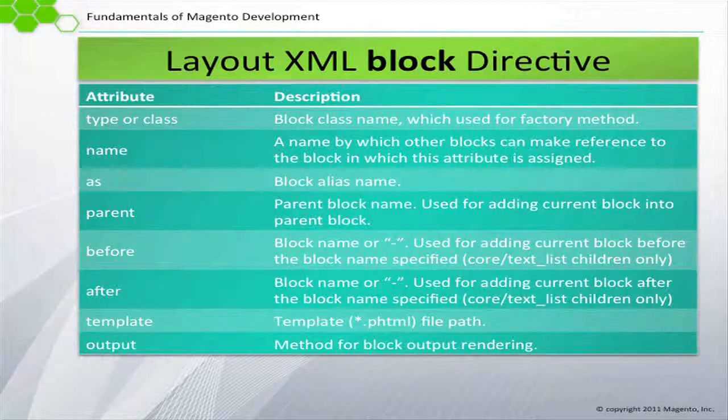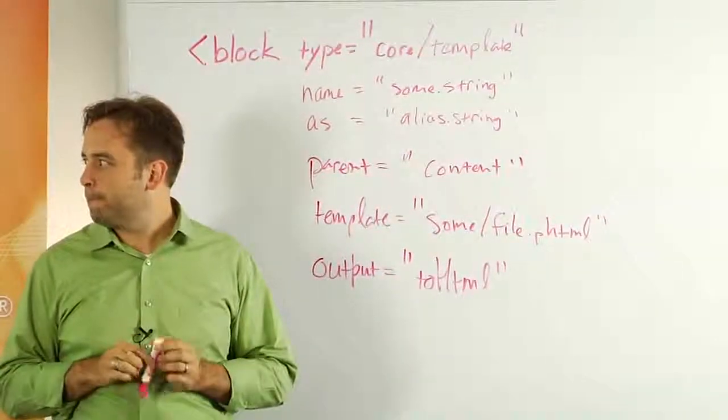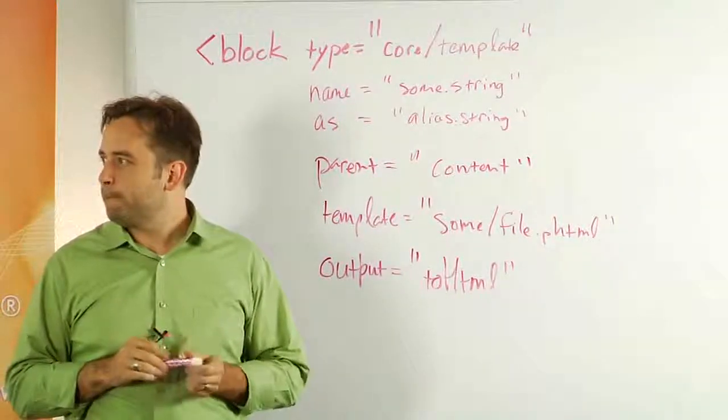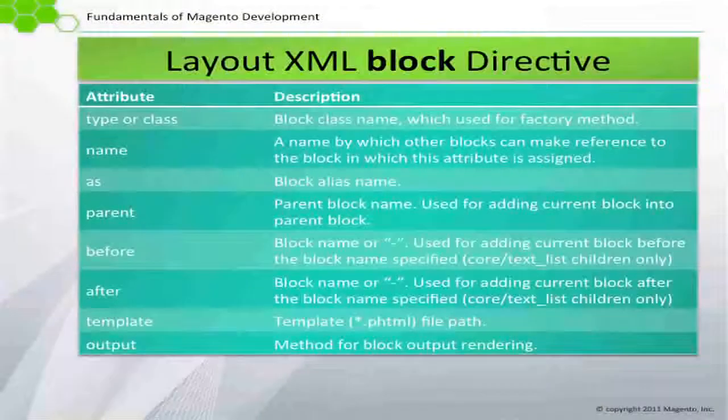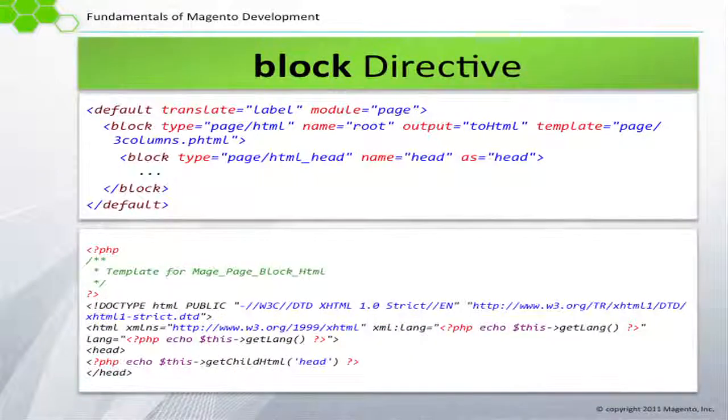The alias here is used only in the context of the parent block. So if the name and the alias are different, be sure to use the correct one. From within the parent block, you'll use the alias, and from basically everywhere else, you'll just use the name. Now, before and after, those only work in the context of text lists. So you use a dash to put it all the way at the front, or at the top, or the end. All right. So here's just some examples of this block directive here, and the default layout update handle.